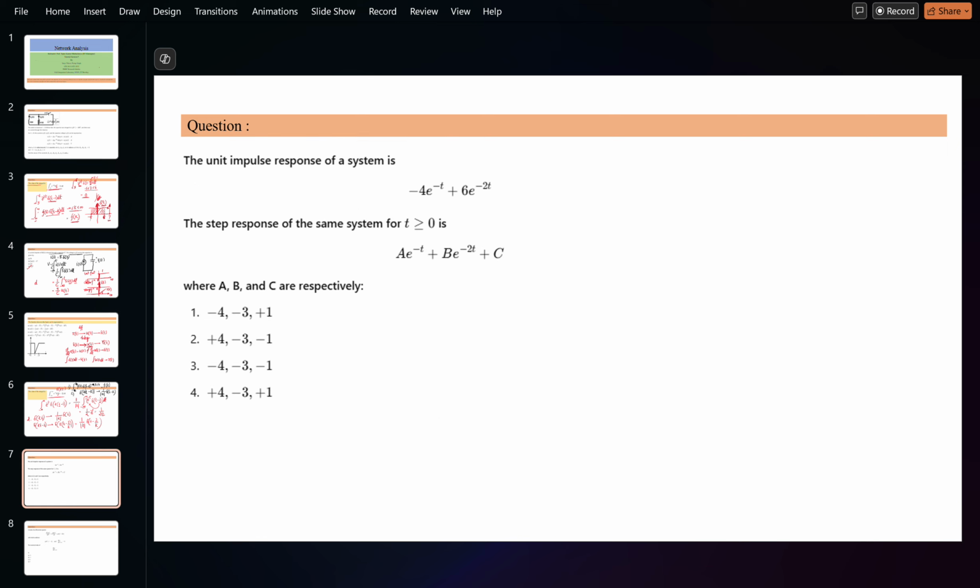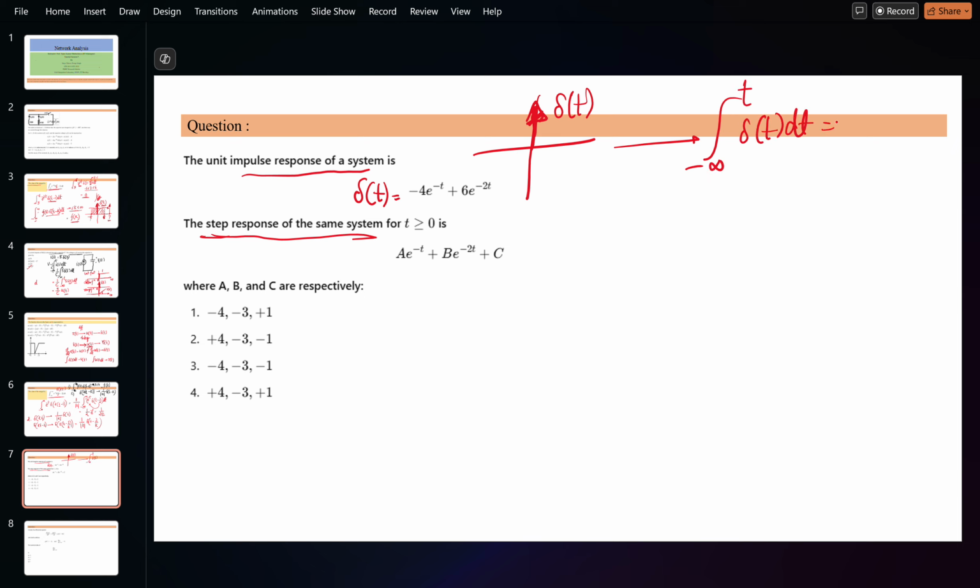So let's move to what is actually important here. If you see, this question is given as: the unit impulse response of a system is given. It means that delta t is given. What is it asking here? The step response. It means that the delta function is already given. This is delta t, and it is asking the integral from minus infinity to t of delta t, which is usually equal to u(t).